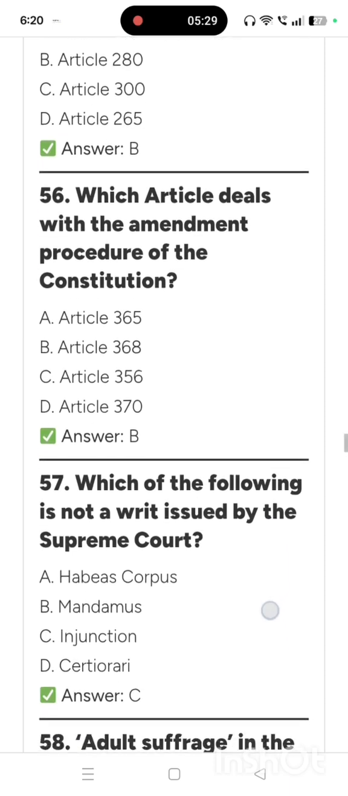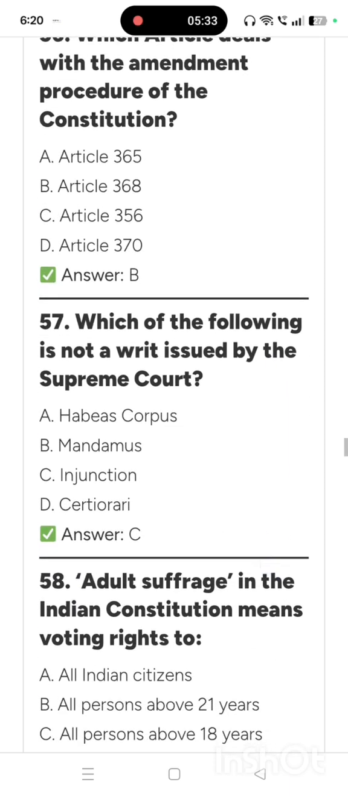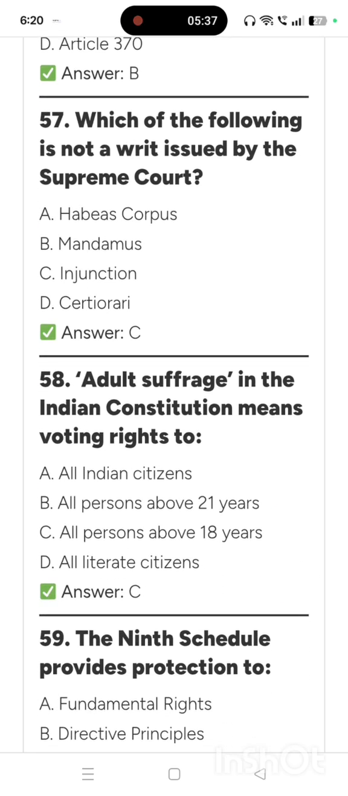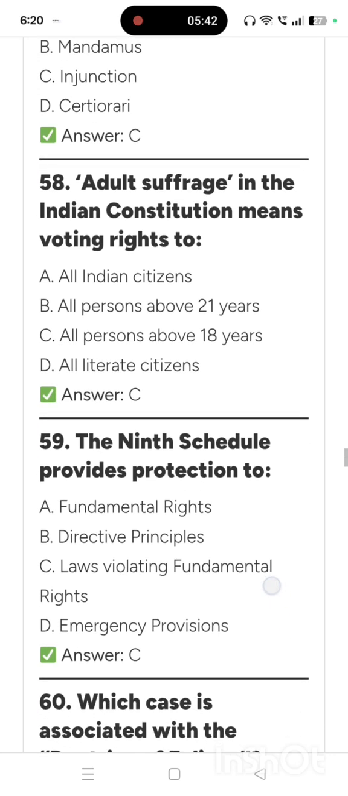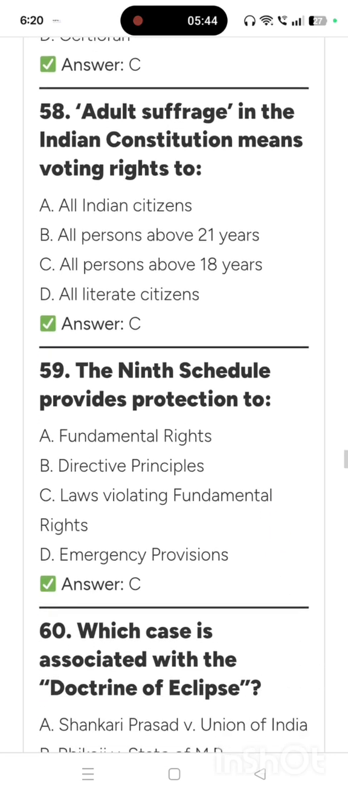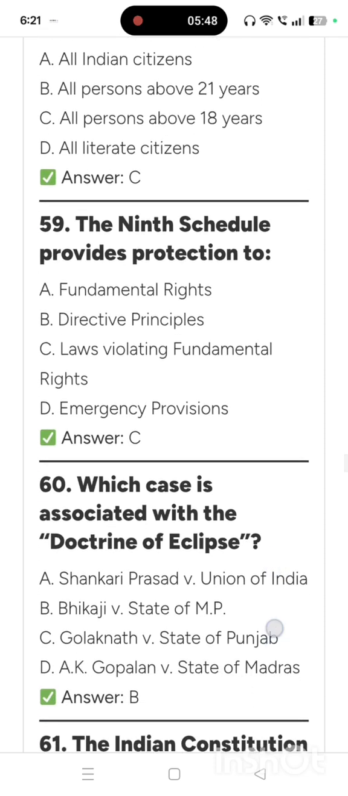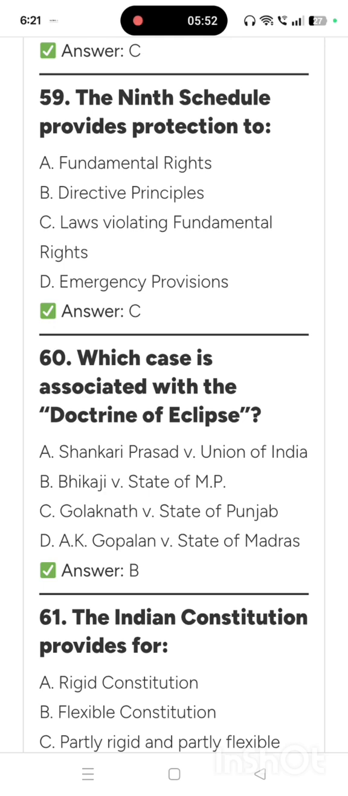Article 280. Which article deals with the amendment procedure of the Constitution? Article 368. Which of the following is not a writ issued by the Supreme Court? Injunction. Adult suffrage in the Indian Constitution means voting rights to all persons above 18 years. The Ninth Schedule provides protection to laws violating fundamental rights.